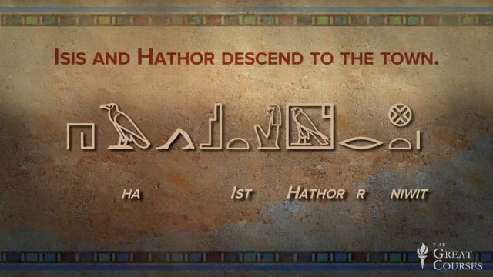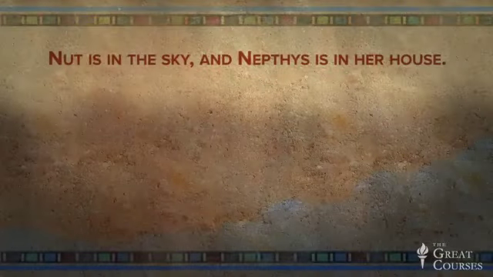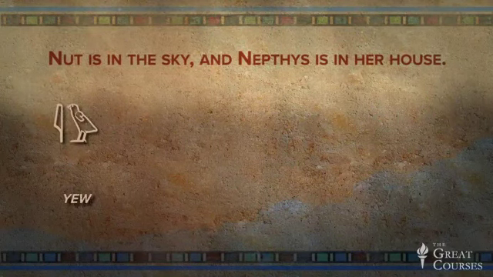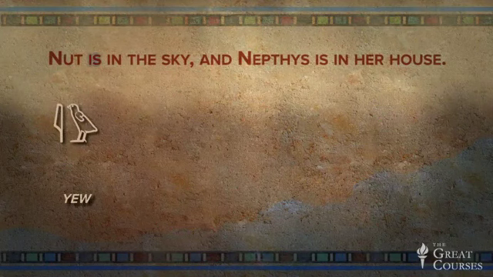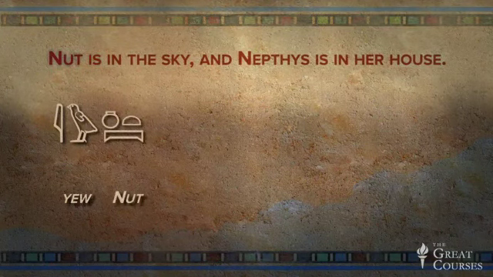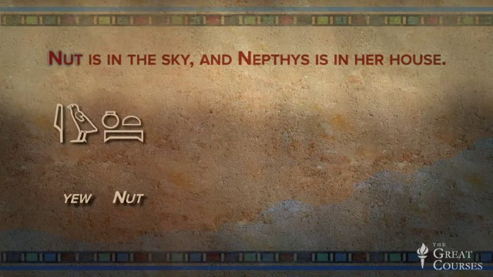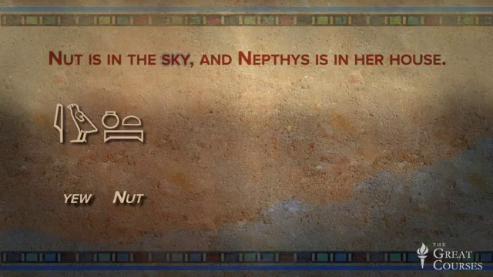Okay, our next sentence. Nut is in the sky, and Nephthys is in her house. Our verb is iu, is. That's followed by Nut. Here we have the Nu pot, biliteral, plus the T, because she's feminine. That gives us the sound Nut. Beneath the two phonetic hieroglyphs is the sky determinative. She's the goddess of the sky.